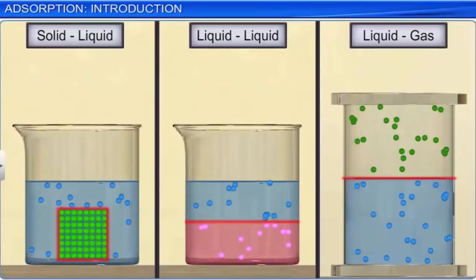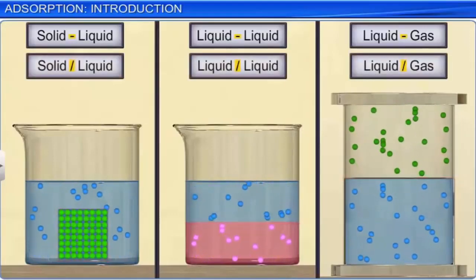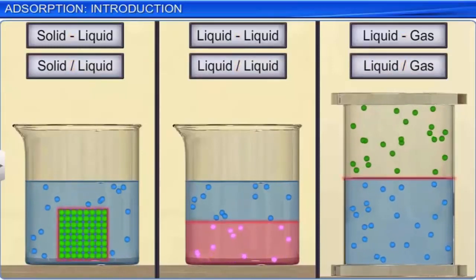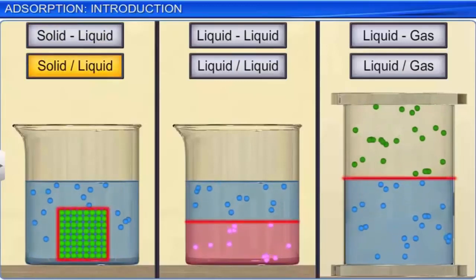The interface is represented by putting a hyphen or slash between the two bulk phases involved. For example, solid-liquid or solid/liquid.